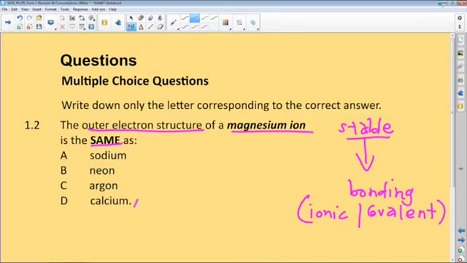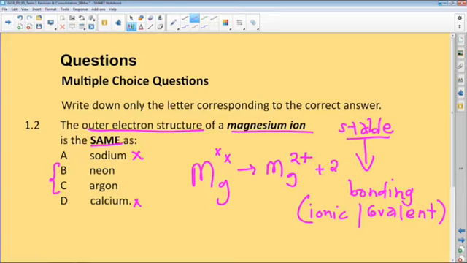Calcium is not a noble gas. Sodium is not a noble gas. Now we are left with two noble gases. We want to check. Magnesium is in group 2. What does it mean? If we're going to use the Lewis notation, at the highest energy level it has 2 electrons. For it to be stable, it needs 6, or it may lose 2. It will be easier to lose the 2 electrons. So if it loses 2 electrons, it will form a magnesium 2+ ion. Okay? It will lose 2 electrons if it ionizes.